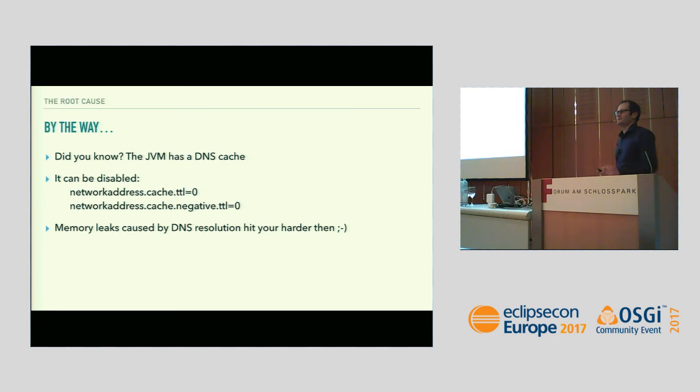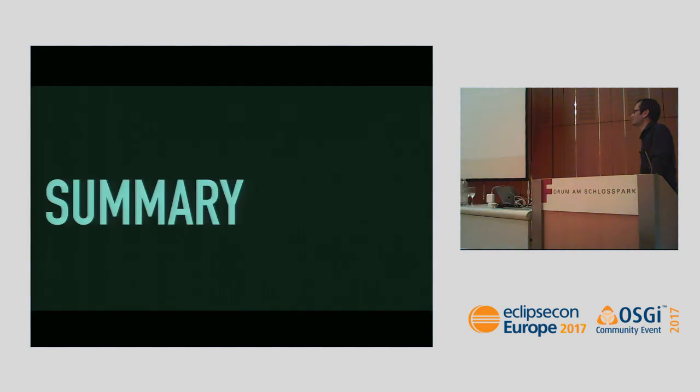By the way, this hit us especially hard because did you know that there's a DNS cache in Java which you can disable? And of course we did that, because we had one on the operating system level, so we thought it's not useful to have a second cache in Java. So for each and every HTTP call, we did a DNS resolution, which was a call to a native library, to the operating system. That's why it hit us so hard.